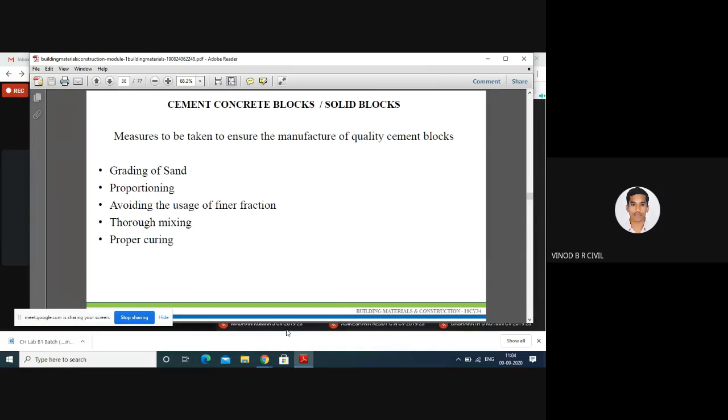There is a set of sieves: 4.75, 2.36, 1.18, 600, 425, 300, 125 or 75 micron sieve. These are the set of sieves. With the help of the set of sieves, we can come to a conclusion about what sizes of aggregates are present. And proportion plays an important role, whether it is cement concrete block or cement concrete for floor, roof, beam, slab, whatever it may be.